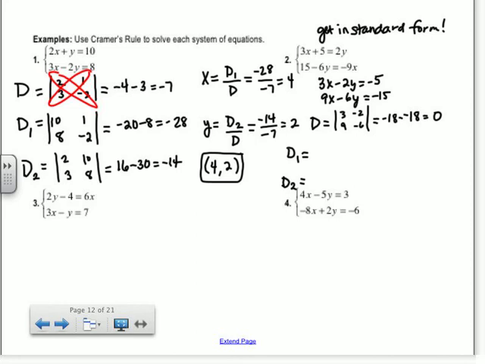All right, so D1 is replace the first column with negative 5 and negative 15. So when you do that, you get 30 minus 30, so you also get 0. Okay, so you don't even have to find D2 now. So this is infinitely many solutions, sorry. Which we knew because we knew they were the same line.